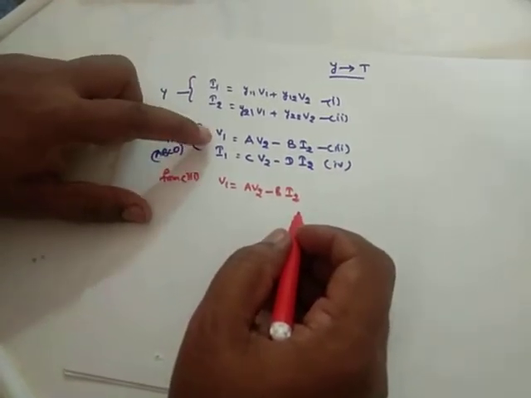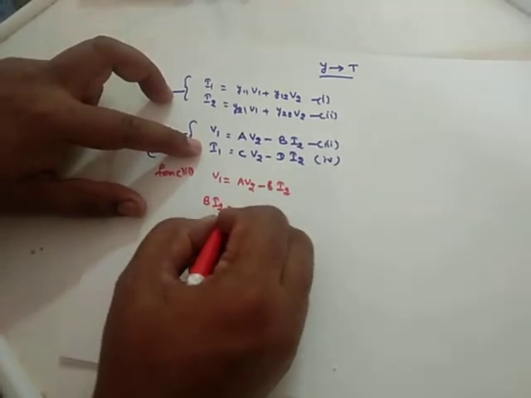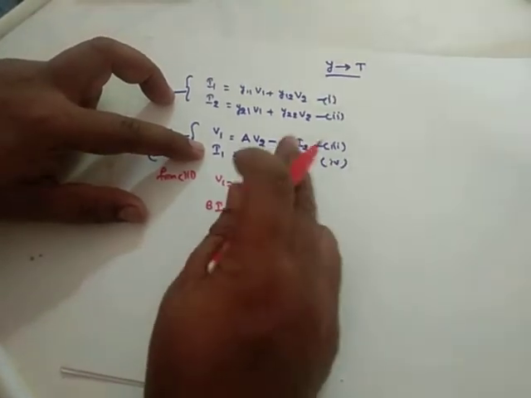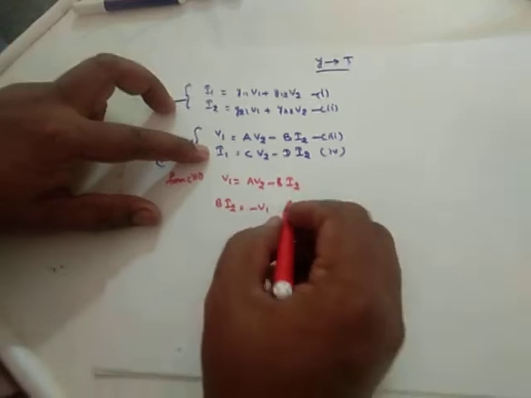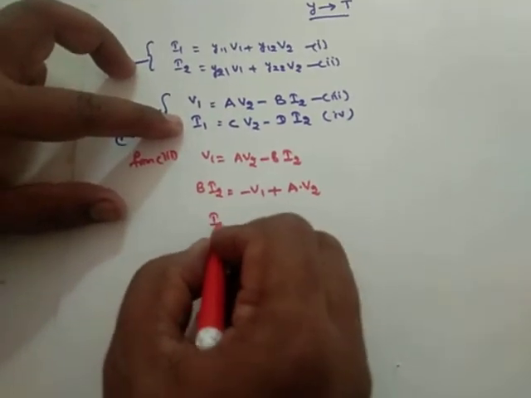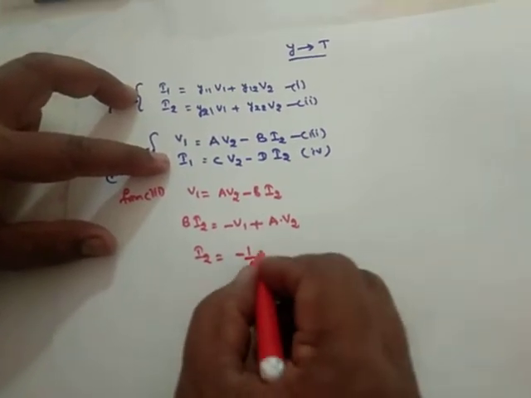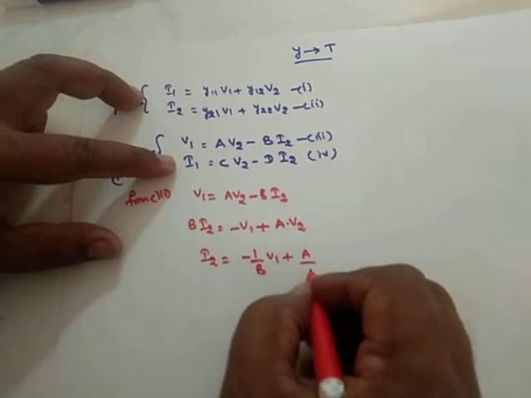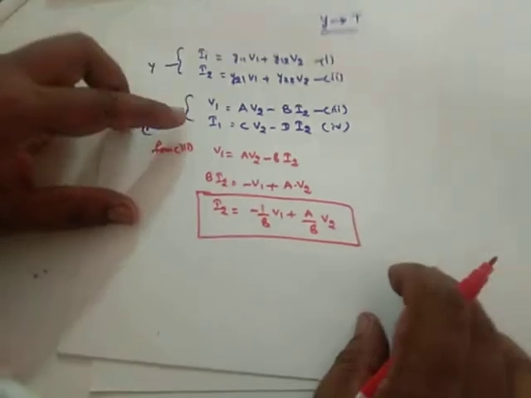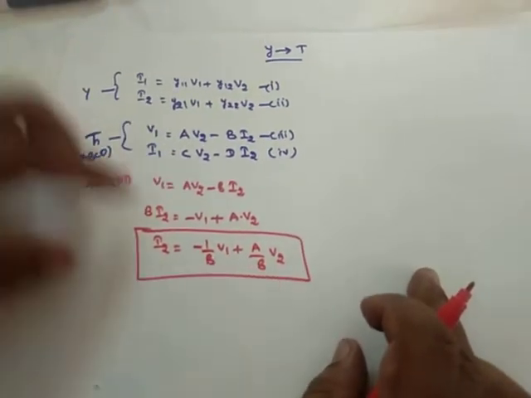And here, taking this side and this one, B I2 is equal to minus V1 plus A into V2. So I2 is equal to minus 1 by B V1 plus A by B V2. So one variable is completed; we expressed I2 in terms of V1 and V2.